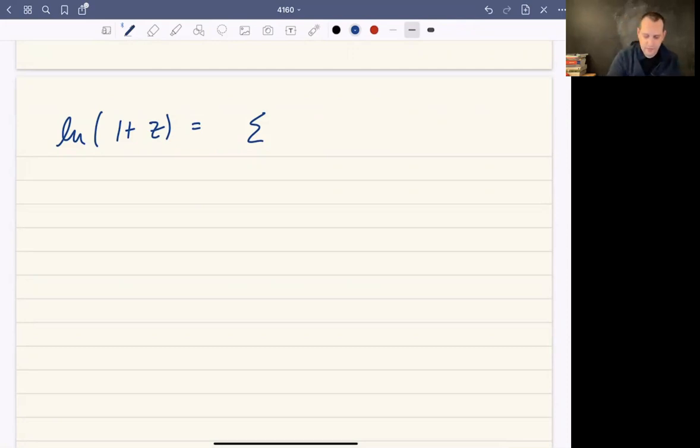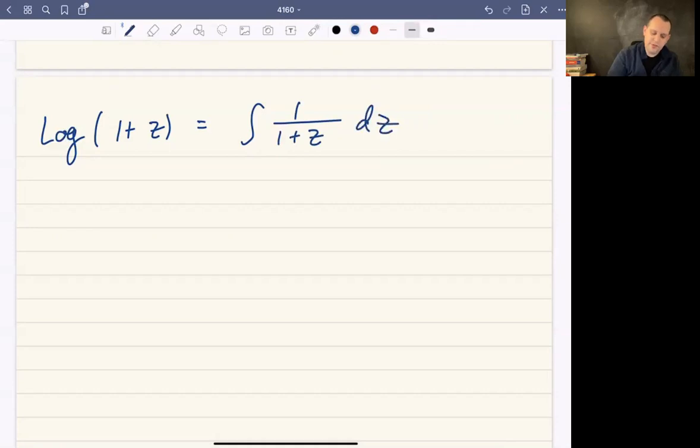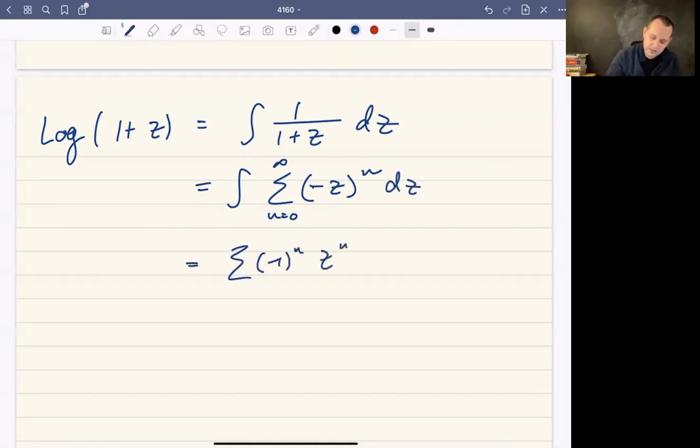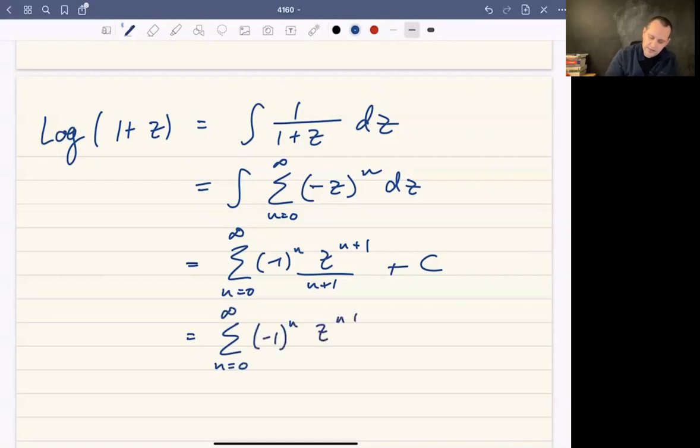So we have to use the principal branch here, and so this will be the principal logarithm. And this is the antiderivative of the derivative. And 1 over 1 plus z is a geometric series. So you have negative z to the n as n goes from 0 to infinity, dz. And then we can integrate each side. So this will be the sum from 0 to infinity of negative 1 to the n, z to the n plus 1 over n plus 1, plus possibly a constant. And you can determine the constant by plugging in a value, say z equals 0. And it turns out that the c will be 0.